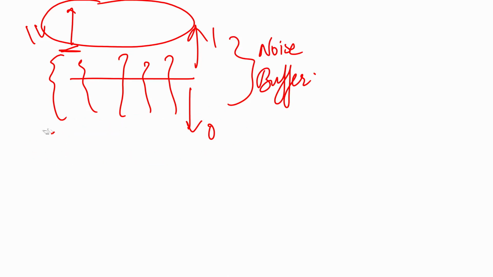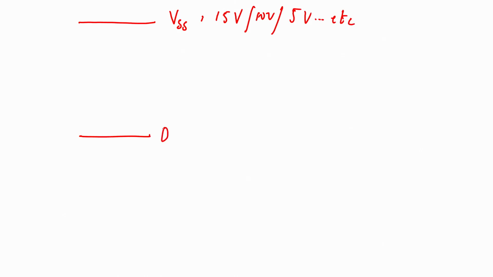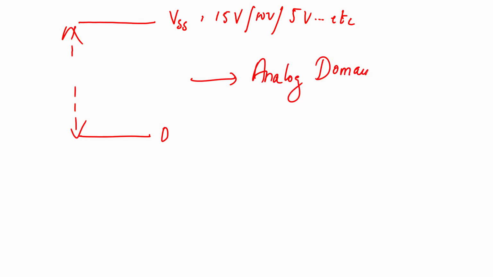Now, let us get back to our idea of how to understand intuitively, because this is a practical session, how digital to analog conversion and analog to digital conversion is done. So, where did we start? We started with a peak voltage, let us say VSS, that could be 15 volt, 10 volt, 5 volt, any voltage. You have the floor voltage, that is 0. The range of values here represents the analog domain.